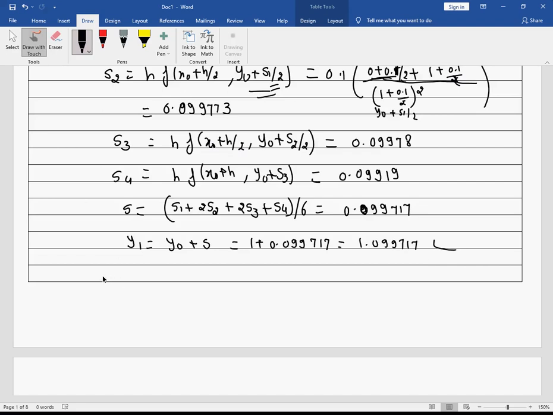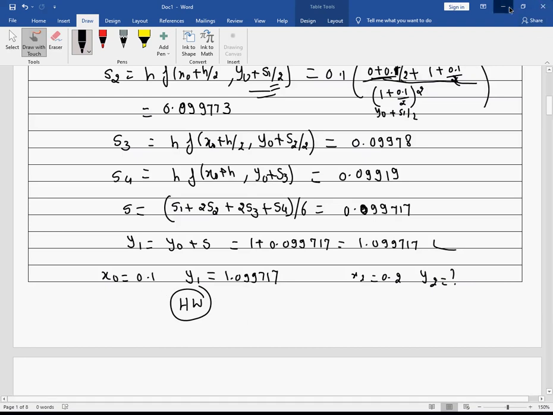Okay. Now next step will be my x0 will be 0.1 and y1 will be 1.099717. My x2 will be 0.2, and for this I need to find out y2. So this is my last step, and this step is homework for you. So you have to do on your own. Now we will try to write the program for this.